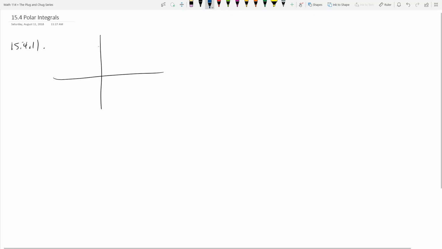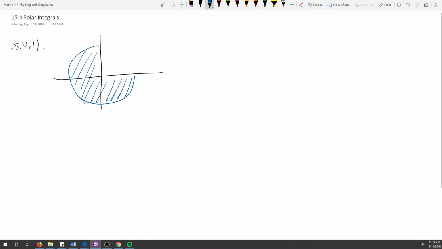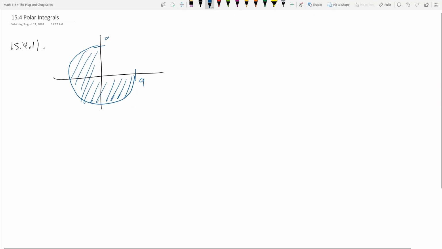So what are we doing here? We're given a sketch of a region, and we want to set up the associated polar integral for that region. Here, this is actually 9, and this is also 9.